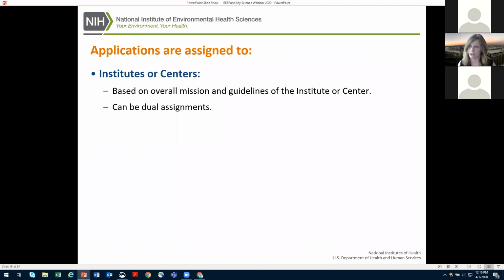So applications are assigned when unsolicited to the right institute or center based on these referral guidelines that are already applied. The director's work makes sure we handle some boundary issues, and sometimes there are dual assignments. Dual assignments are very important. You can even request and seek out dual assignments, because if one institute can't fund it, if the other institute's on it, they may be able.